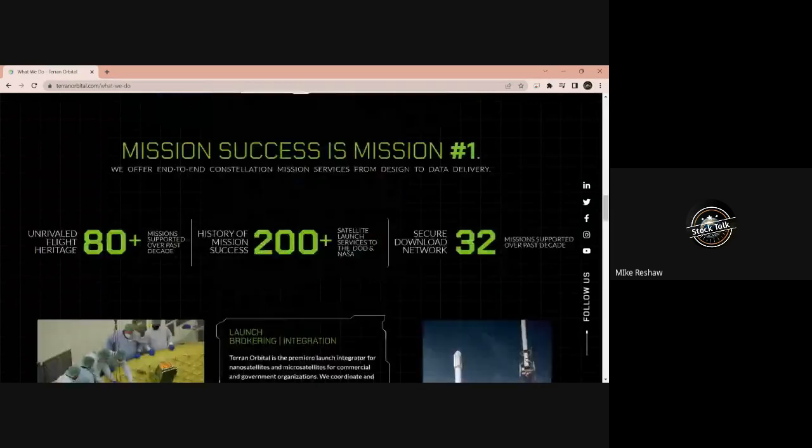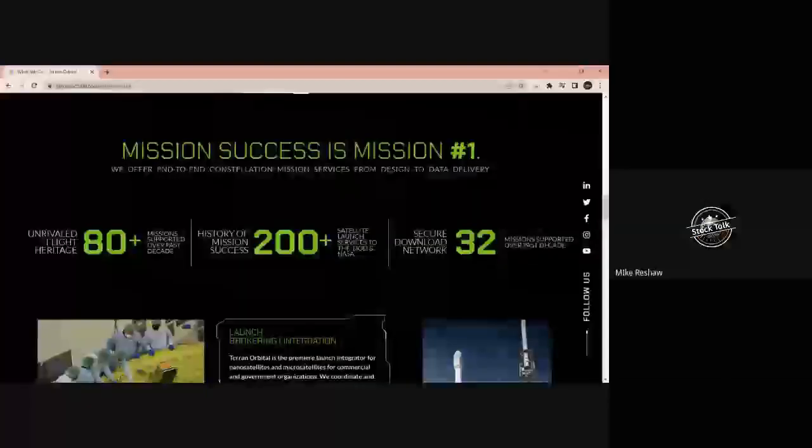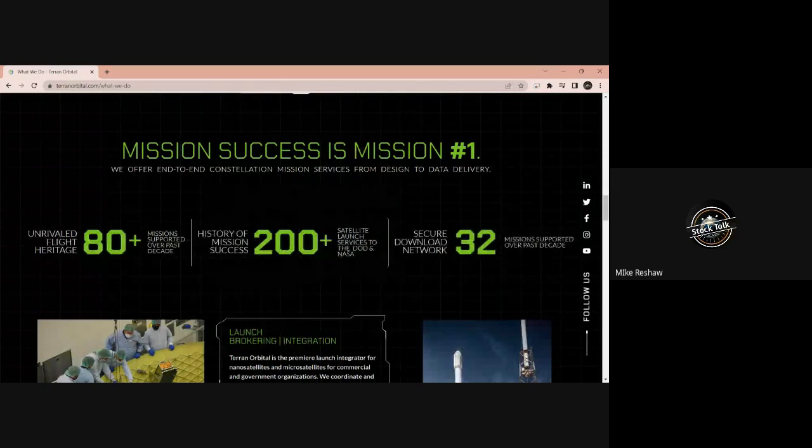They offer end-to-end constellation mission services from design to data delivery. Unrivaled flight heritage: 80 plus missions supported over the past decade, and a history of 200 plus satellite services to the DoD and NASA. So they have that relationship. That is huge. That is something to consider when you are looking at this company. Secure network, secure data download network, 32 missions supported over the past decade.